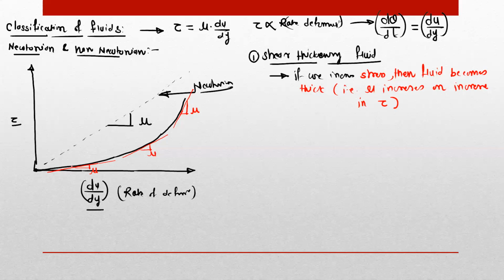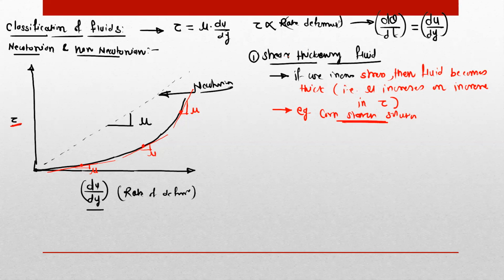On the graph, you can observe that if you draw a tangent line at different points for the shear thickening non-Newtonian fluid, then as we go on increasing the shear stress, the mu value goes on increasing. This is called a shear thickening fluid. An example is cornstarch solution in water. It becomes hard as we increase the force on the fluid, and at a small value of force or shear stress, it is in the liquid state.